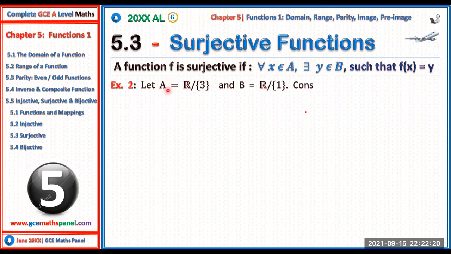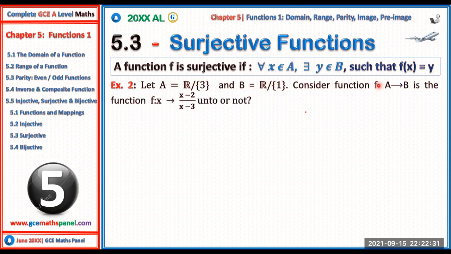Let's set A be the set of all real numbers excluding 3, and set B the set of all real numbers excluding 1. Consider the function f such that A is mapped onto B, given by f of x equals x minus 2 over x minus 3. Is this function surjective or not? Another name for surjective is onto. Are we together? Yes, sir. So it's onto, we say it's surjective. I don't know why the spelling is O-N or U-N.